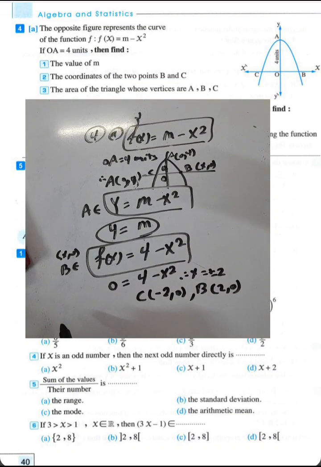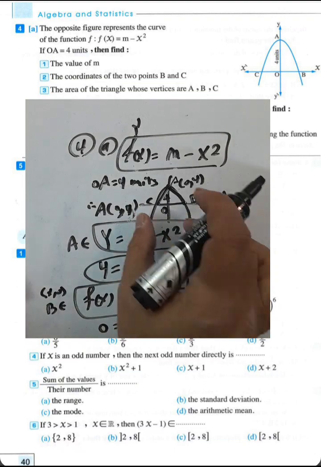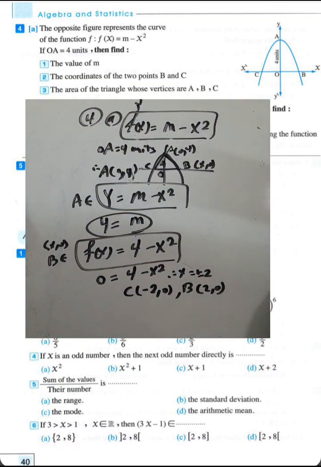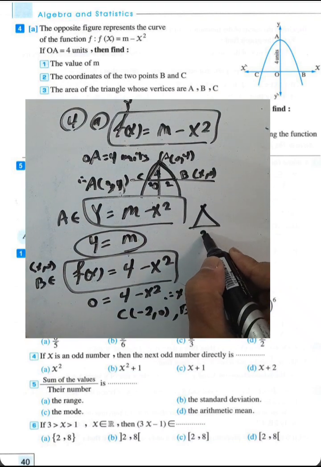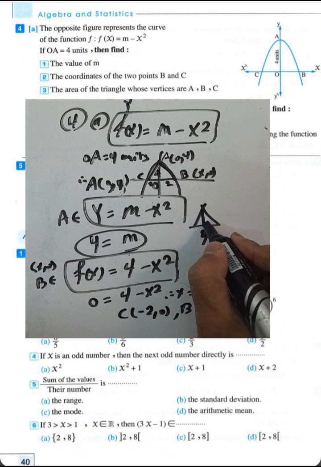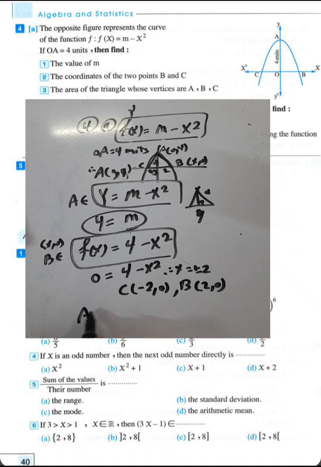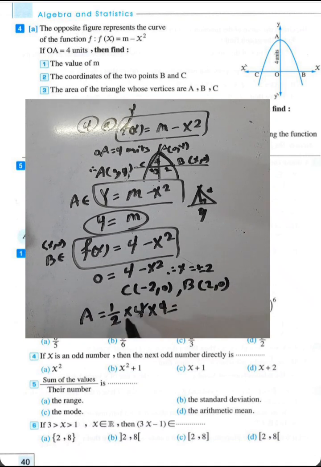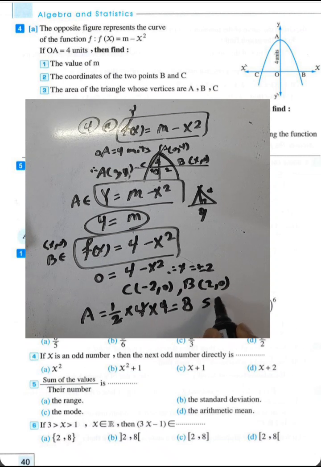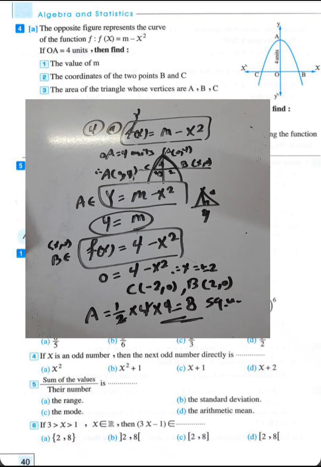Find the area of the triangle whose vertices are A, B, C. First, we can find the length CB. Here we have 2 units on each side of this triangle. The base will be 2 plus 2, which is 4 units, and the height is 4. So the area of this triangle will be half times base times height. Half times 4 equals 2, 2 times 4 is 8 square units. Okay, the area of this triangle is 8 square units.